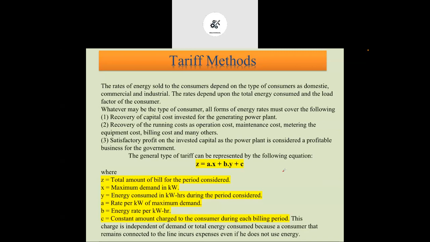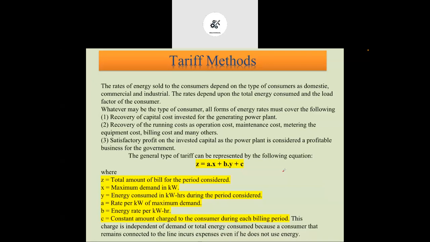In the next lecture we are going to see the last point of this chapter, that is the tariff method: how the tariff is calculated, what are the different methods through which we can calculate the tariff, and also the numerical based upon the tariff method. For your MSc, numericals are based upon only two points: one based on load curve and load duration curve, and second on tariff method.